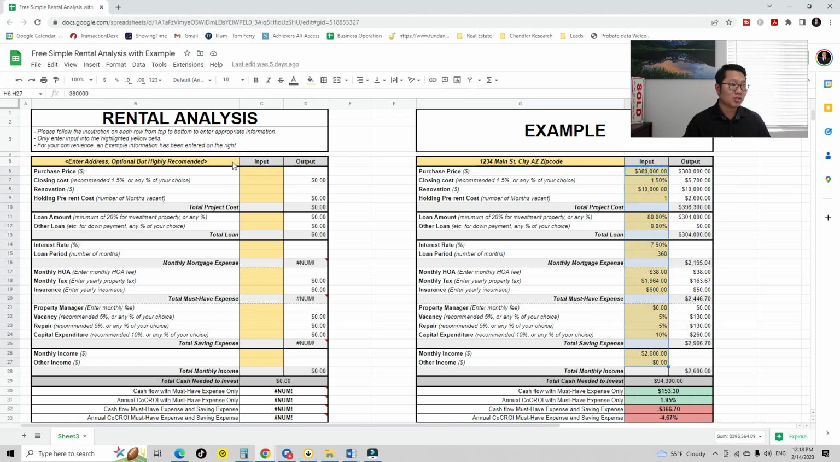Basically, the concept is that you only need to enter the information in the yellow highlighted cells, okay? Everywhere else, you don't have to worry about.